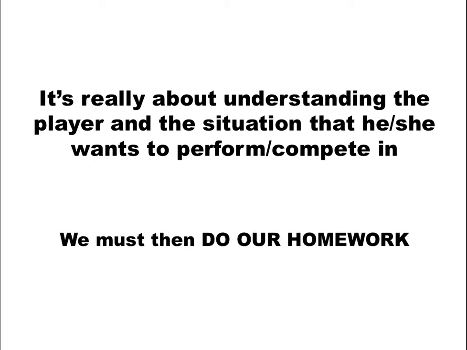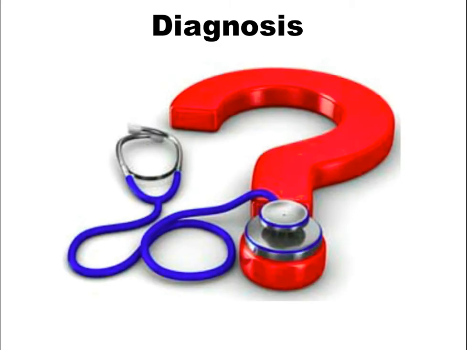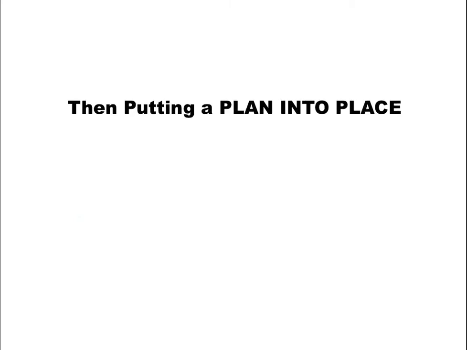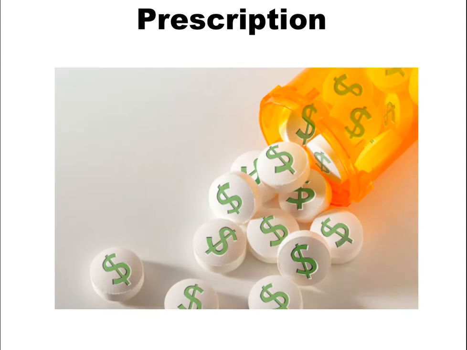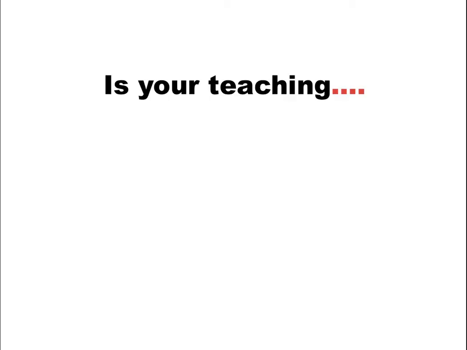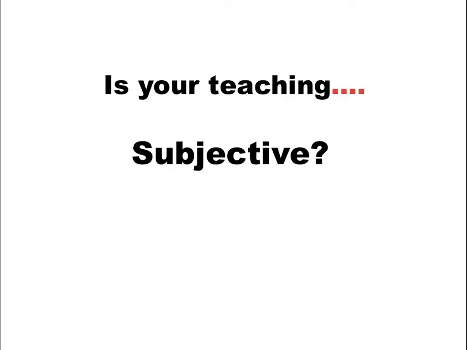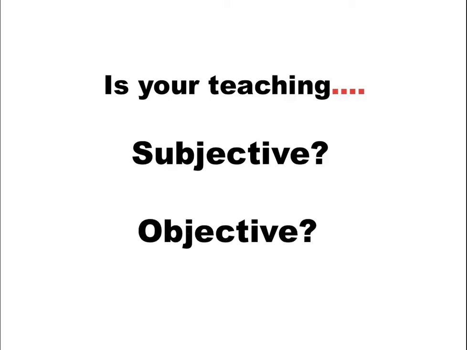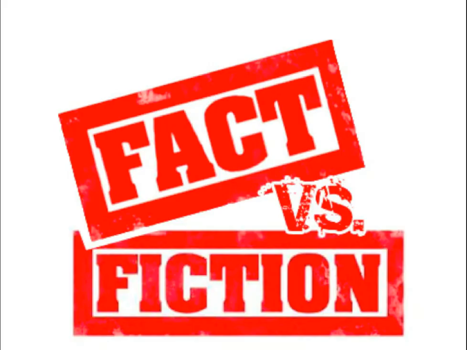It's really about understanding the player and the situation that he or she wants to perform or compete in. We must then do our homework. So we have diagnosis. We have to then put a plan into place, and that's called a prescription. So after we do the diagnosis, we understand the player's weaknesses or even strengths, and then we put a plan into effect. Which brings us to the teaching paradox. Is your teaching subjective or objective? So do we have an idea or is it based on fact? So actually it's called fact or fiction.